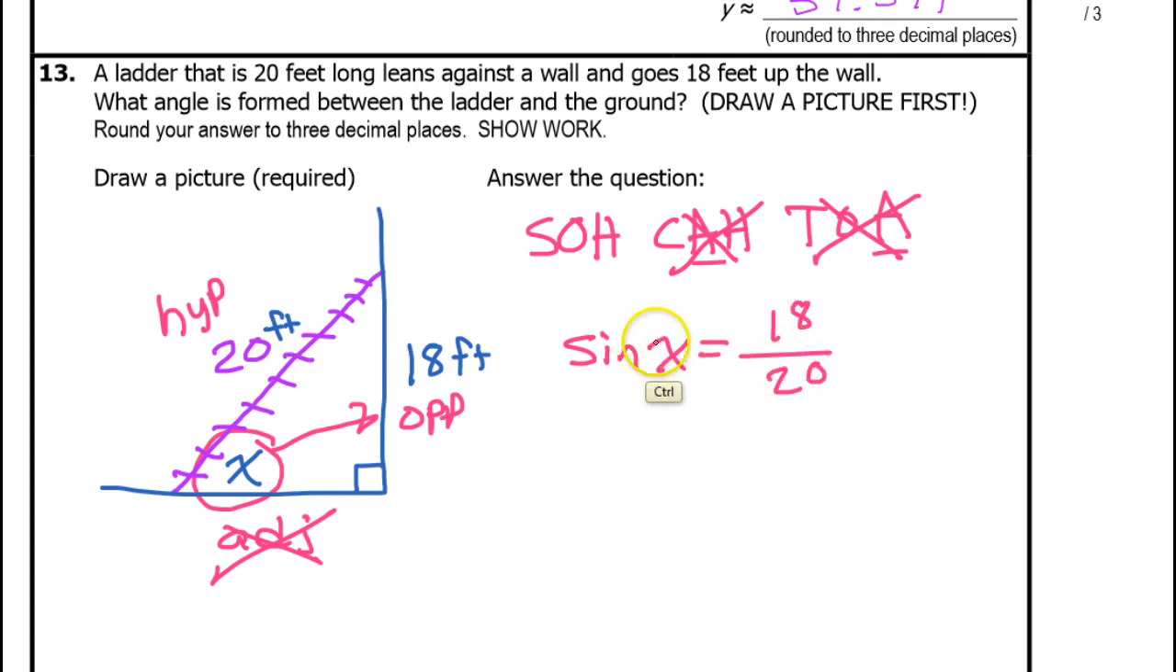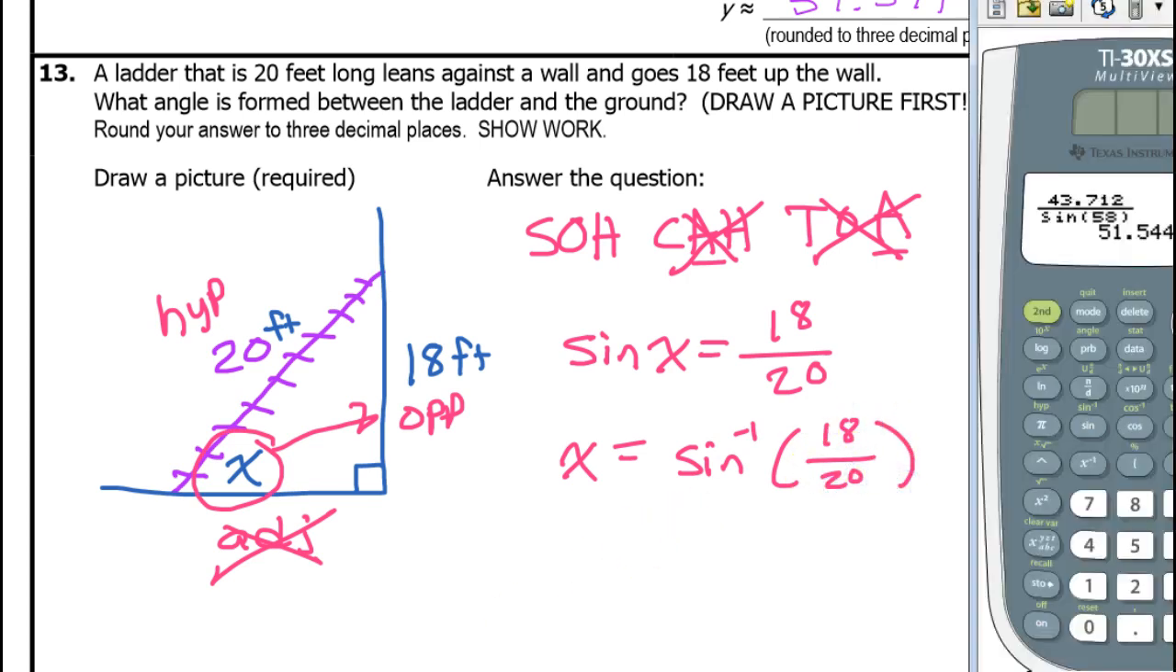When the variable is inside the trig function, that's when you do the inverse trig function. So we will say x is equal to the inverse sine of 18 over 20. And we can just put that in the calculator. Okay, inverse sine of 18 over 20. Okay, that is going to be 64.158.